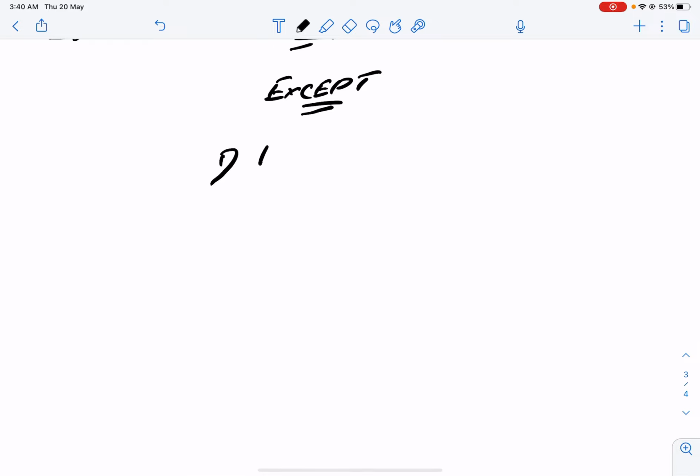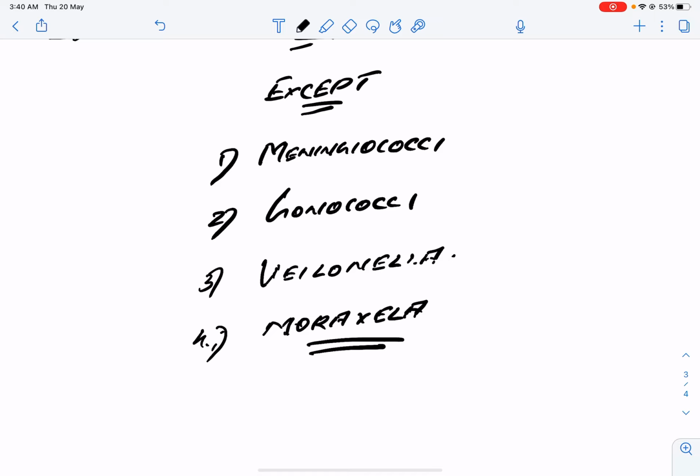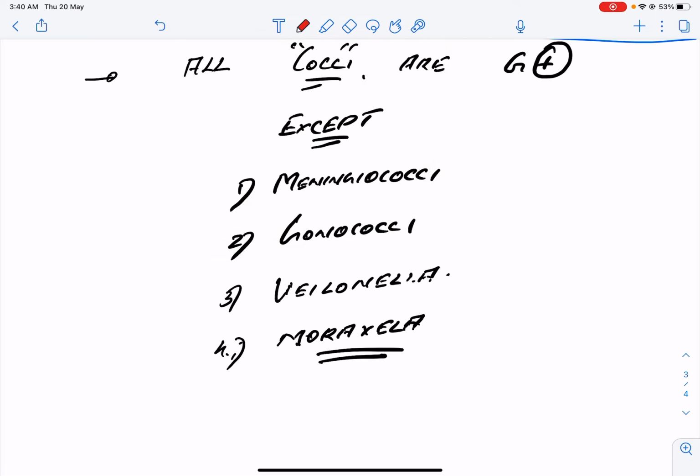First exception is the meningococci, then gonococci, then there is something called Veillonella, then Moraxella. So these all are what? Gram positive? All cocci are gram positive except these ones. So these are gram negative, but still they end with the word cocci.